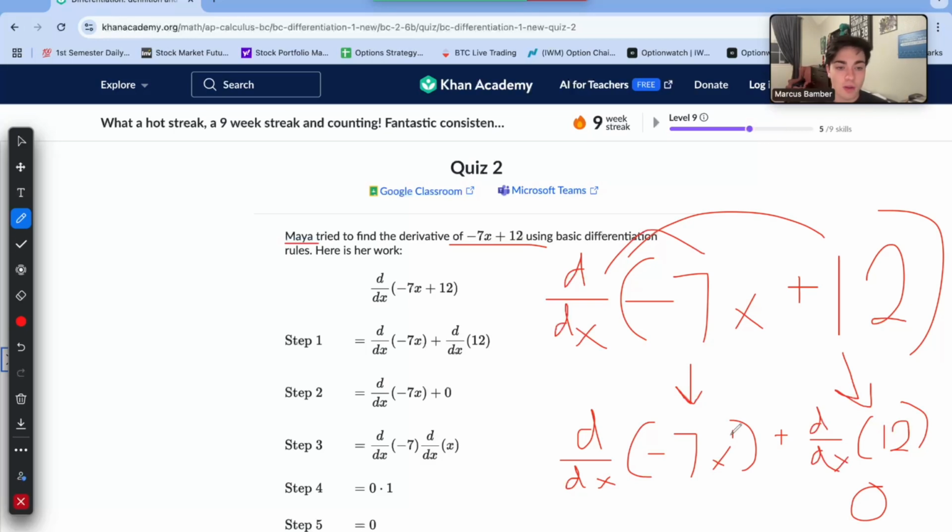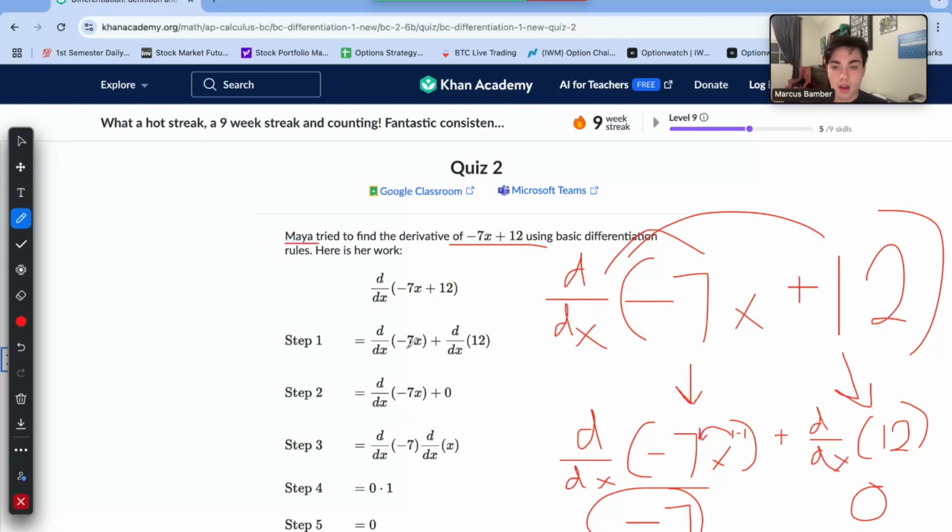We think of the exponent. We multiply the exponent with the coefficient. Negative 7 times 1 is negative 7. Then we subtract 1 from the exponent. 1 minus 1 is 0. x to the power 0 is 1. So the x cancels out. We're simply left with negative 7. And that is the correct answer here. So we would just be left with negative 7 as our derivative.